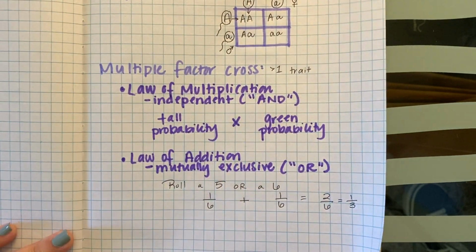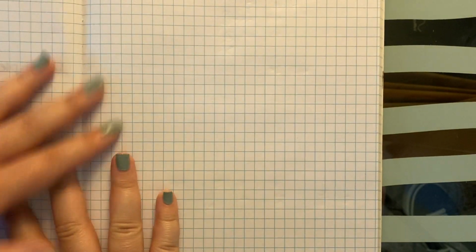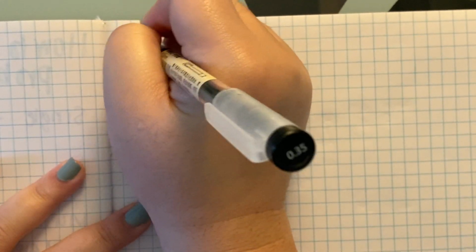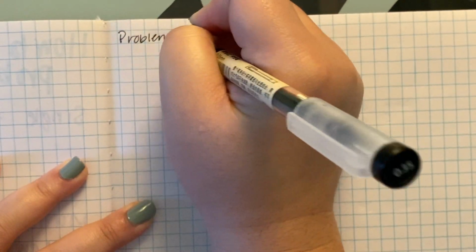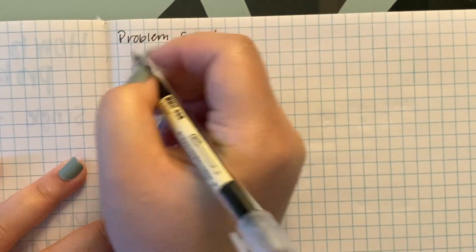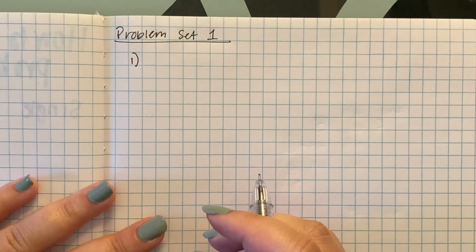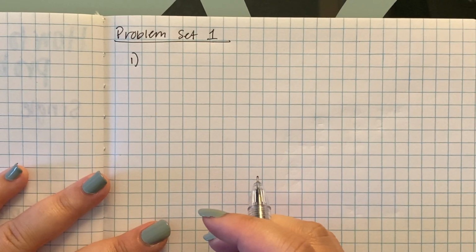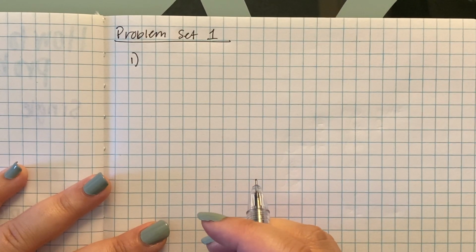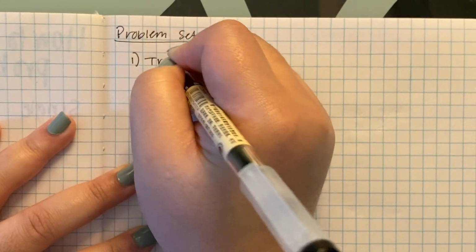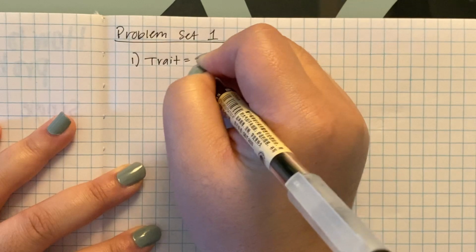Okay, we're going to do some genetics problems now. So I'm going to do problem set 1 first, and we're going to do number 1. I don't have the questions in front of me, so I'm going to kind of wing it. But in problem set 1, it's talking about the trait is skin pigment. So I usually just write out all my information. So my trait is the skin pigment.